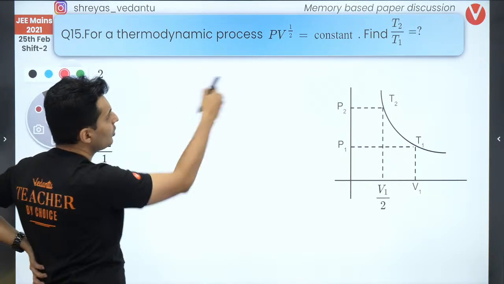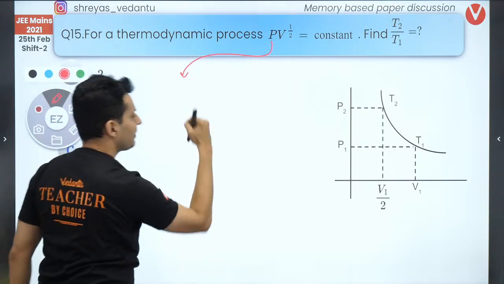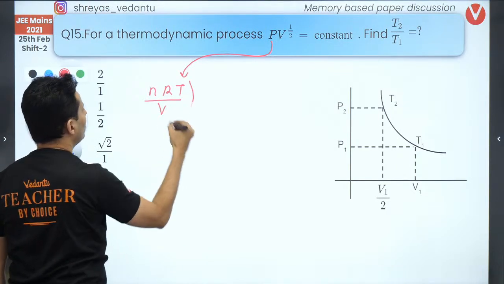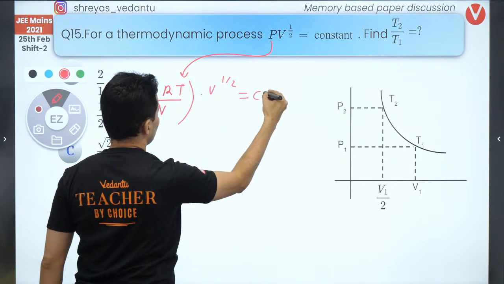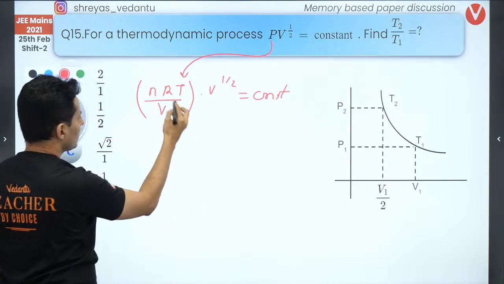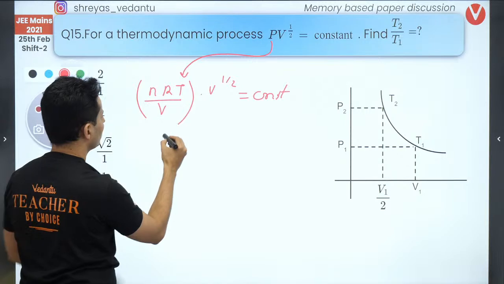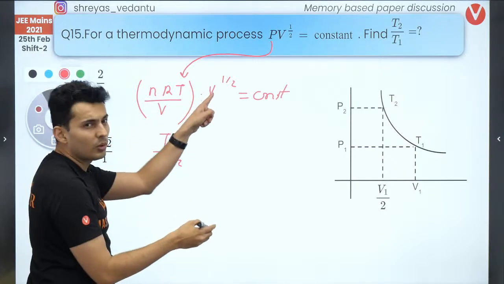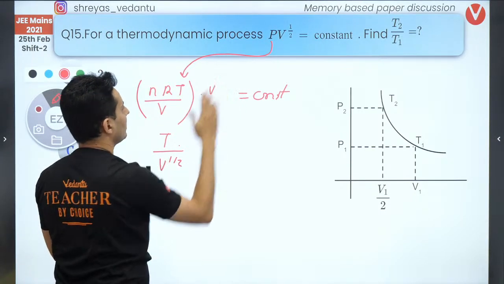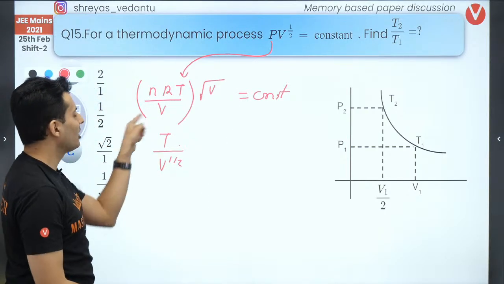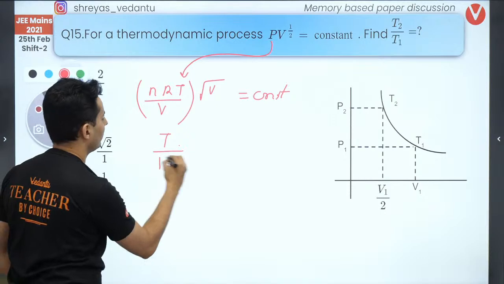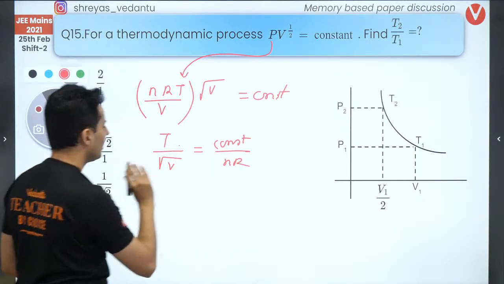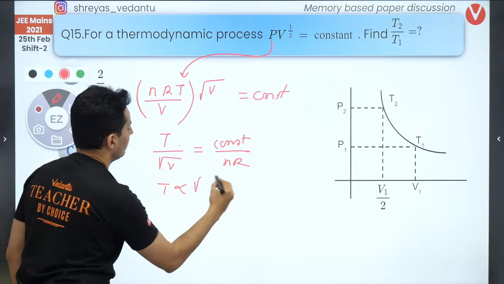I'll tell you what to do. PV raised to half is constant, right? So let's play with this. What is pressure? Pressure is nRT by V, using gas law. Whole into V raised to half is a constant. So n is a constant, R is a constant. I'll get T times V raised to half by V, which is V raised to minus half, nothing but 1 by root V. So root V goes, 1 by root V remains, and this will be a new constant, because this is nothing but constant divided by nR, guys. So that means temperature is directly proportional to root V.